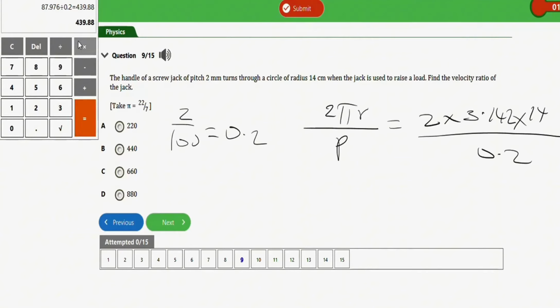So we have it to be 439.88. If you are approximating to the nearest whole number, you are going to have 440 as the output. So the correct option in this question is option B. Alright, so that's it for this question. Let's wipe this and solve the next repeated question.